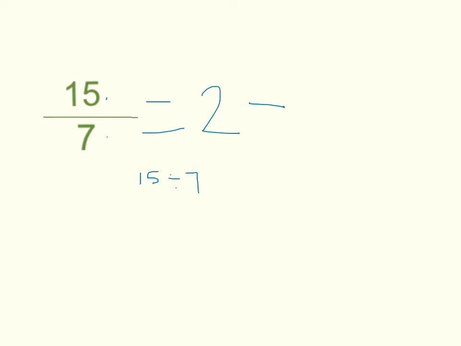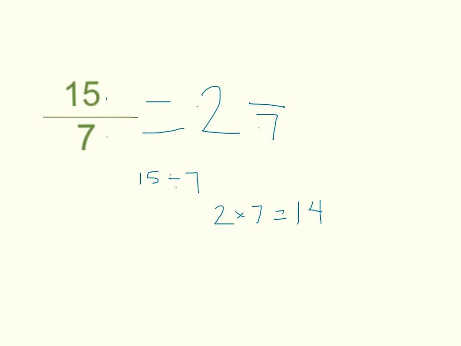So we know we're going to have 2 and a fraction. We know the denominator of our fraction is going to be the same as our other denominator, so 7. So the next thing we need to do is multiply the whole number 2 by the denominator 7. 2 times 7 equals 14.